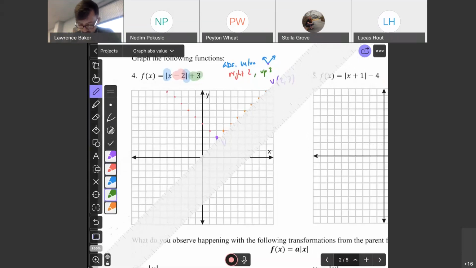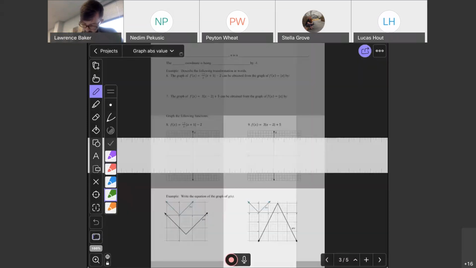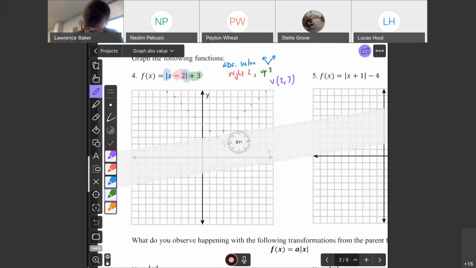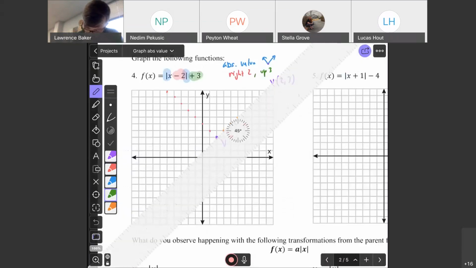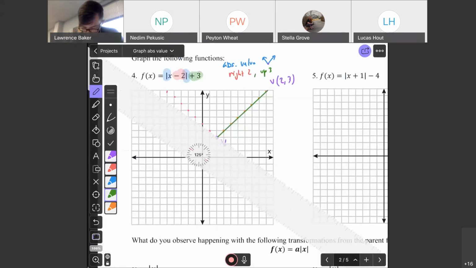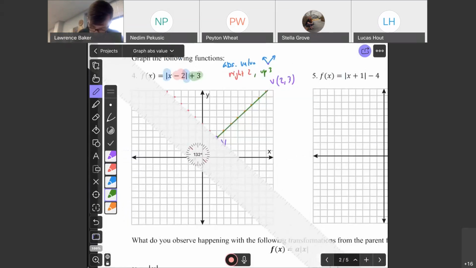That's what this technology does. Technology here does not give me the freedom to tilt the line just the way I want it. It's just a little bit off for some reason. There we go. That worked better.